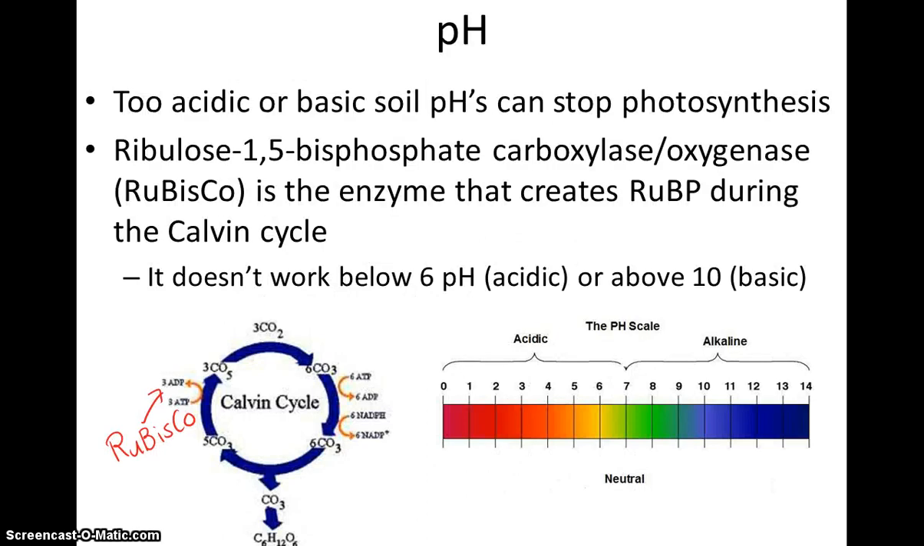Our final factor here is pH, and this is going to come back kind of to our enzymes again. So if you have soil that is too acidic or too basic, this can stop the photosynthesis of a plant. And this does come back to enzymes, and it's mostly one specific enzyme, but we have an enzyme called rubisco, which is ribulose 1,5-bisphosphate carboxylase oxygenase, aka rubisco. Everybody calls it rubisco because that's an extremely long name.